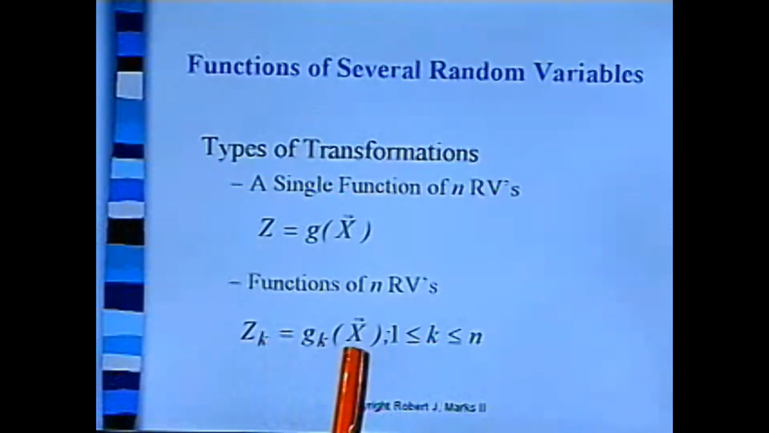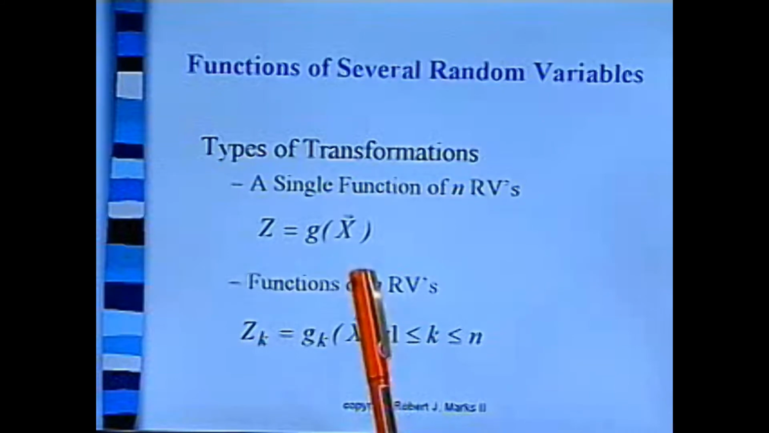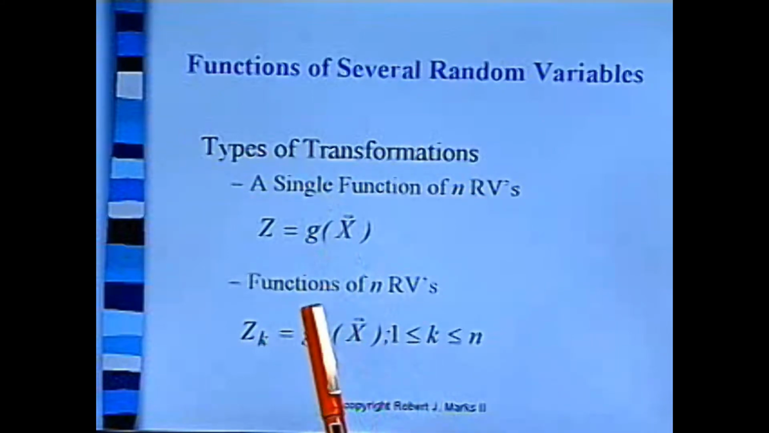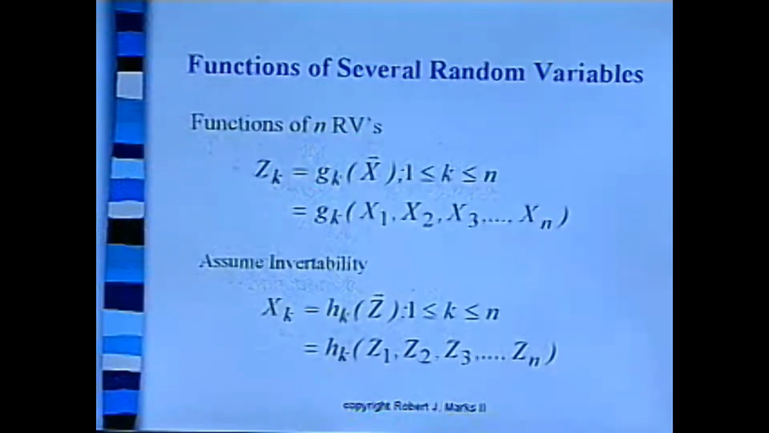much like if we took a random vector and multiplied it by a square matrix, we would get a bunch more random variables, right? And given the joint density function for x, how do we find the joint density function for z sub k? So we have covered a single function of n random variables. Now we're talking about functions of n random variables.